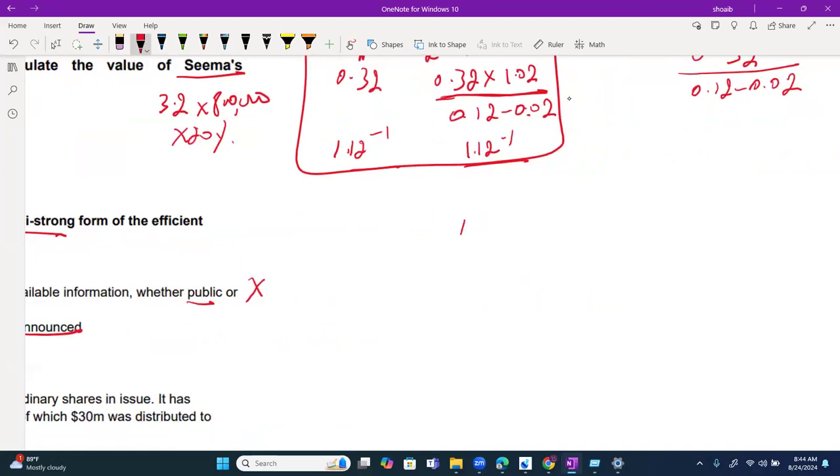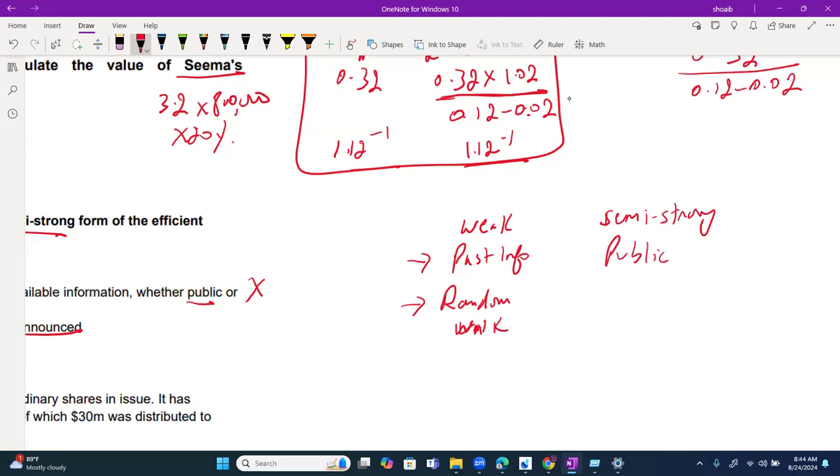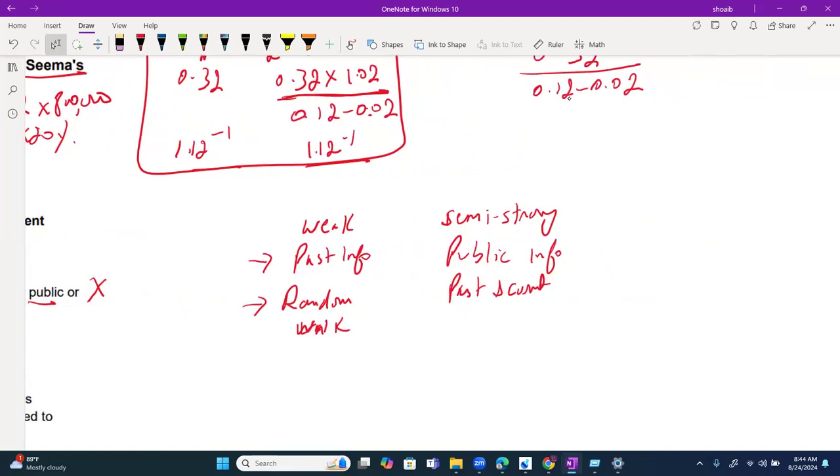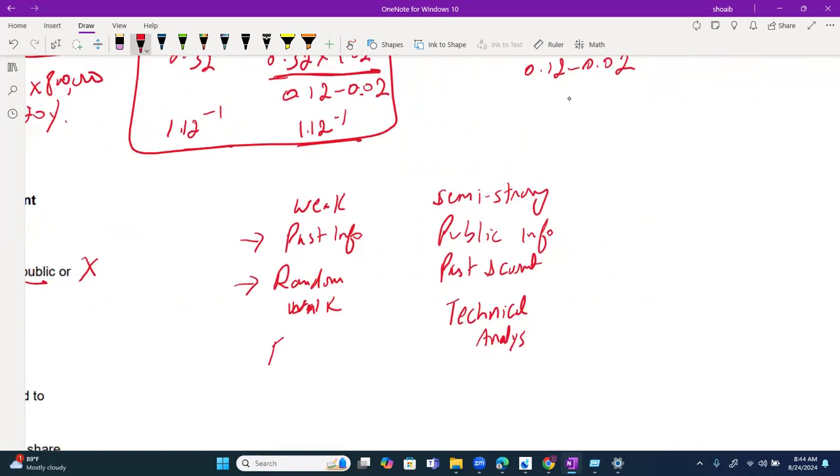Remember, the weak form market only reflects past information and shows a random walk. Semi-strong shows public information, past and current. Who can work here? Technical analysts. And who can work here? Fundamental analysts.